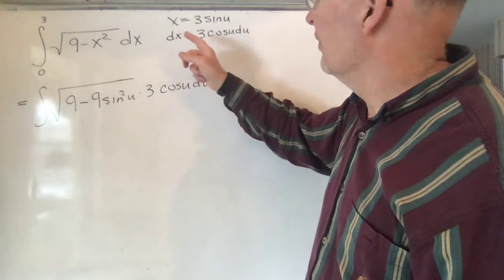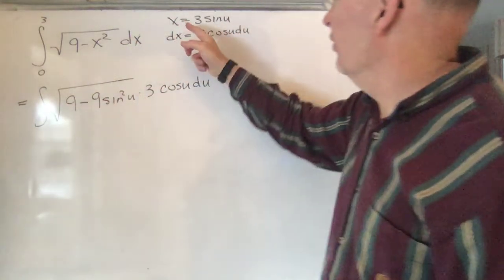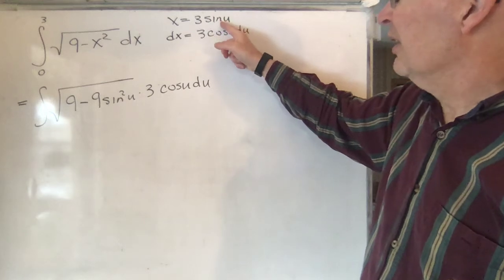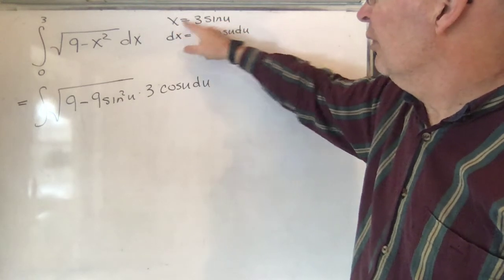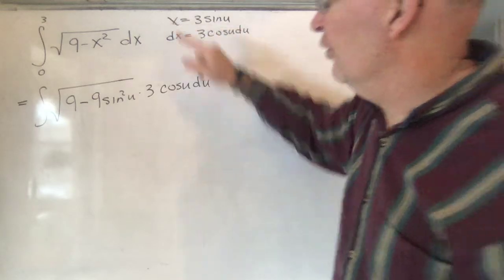So let's see what happens. When the dummy variable here is 0, when x is equal to 0, what does u have to be? So in other words, I'm saying if x is 0, the sine of what is equal to 0? Oh, the sine of 0 is equal to 0.